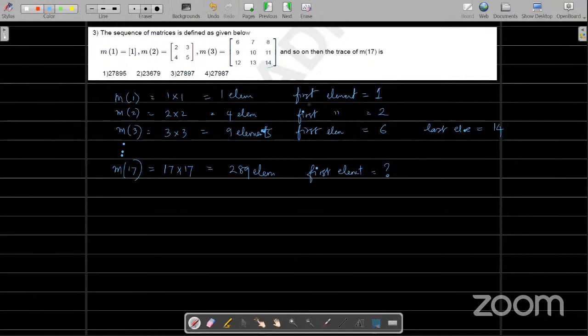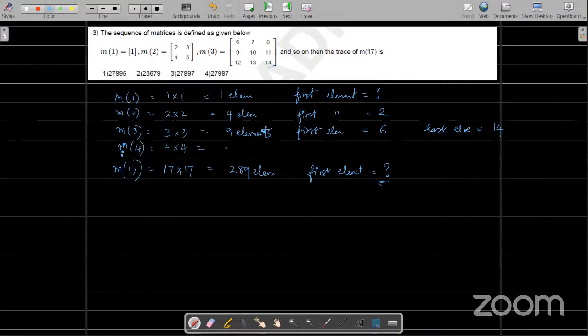Can you see a pattern here? For the first element, it is 1, then 2, and then 6. What would be the next element? And therefore, the 17th matrix first element. Sir, will it be factorial of 17? Factorial of 17. Okay, that's a very interesting observation, but it will not work. It works for all the three. Oh my goodness, that's a very interesting situation.